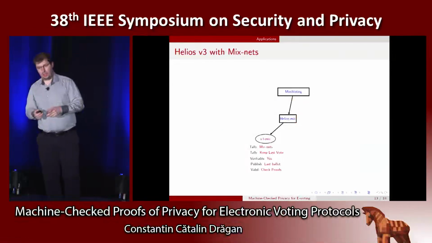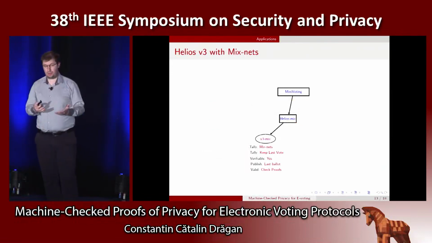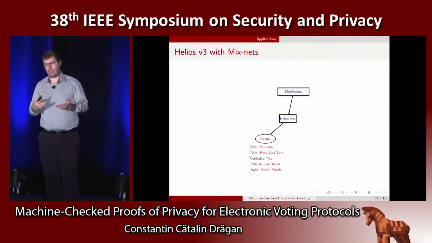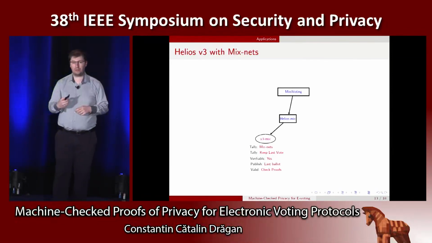So now let's go through some real implementations. One of those is Helios version 3 with mixnets. We're able to do that by simply instantiating all the variants that we discussed previously. For tally, we consider mixnets. We also keep the last vote policy. We say that the scheme will be verifiable. Then we also publish the last ballot, and we decide to introduce only valid ballots to the ballot box.